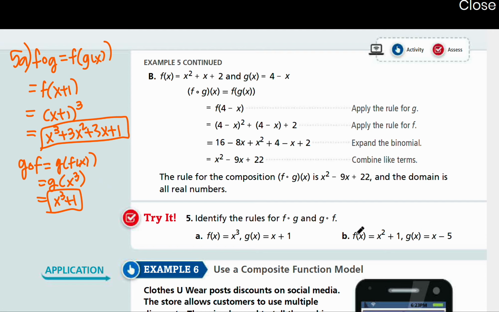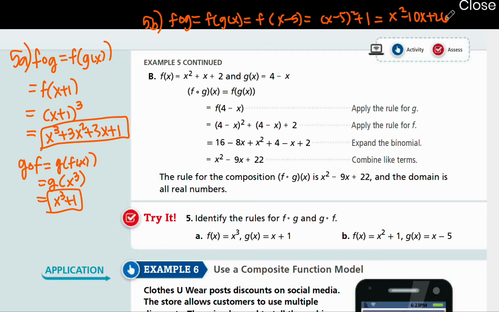Let's look at part B. So 5b would have f of g, which is f of g of x, which is f of x minus 5, which is x minus 5 squared plus 1. If you square this and add 1, you should get x squared minus 10x plus 25 plus 1. I'm not going to write everything. Then you add 25 and 1 to get x squared minus 10x plus 26.